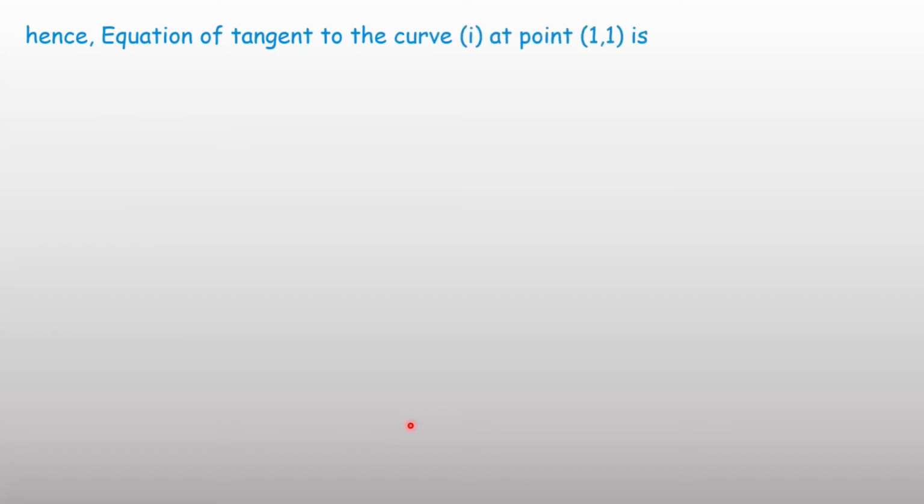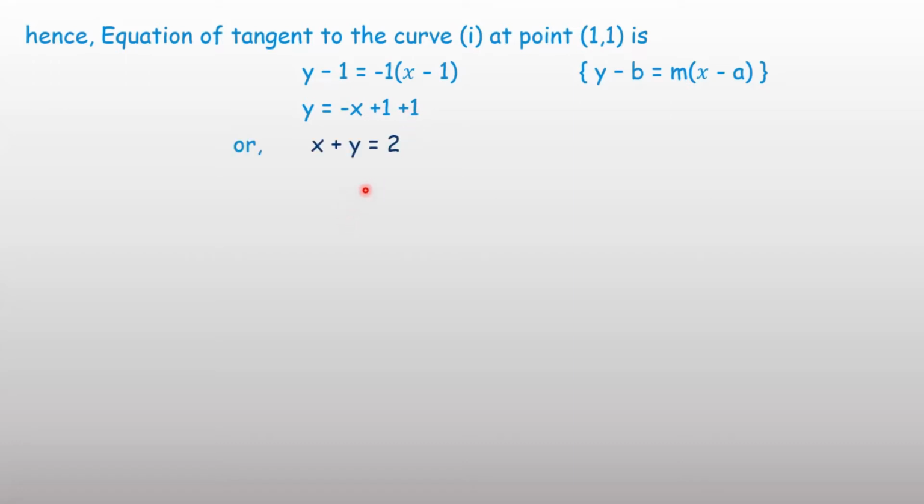Then the equation of tangent to the curve at point (1, 1) we can write using the formula y minus b equal to m(x minus a). The value of a and b: x coordinate means a, y coordinate means b, so a and b are 1, 1. The slope value m is given as minus 1. Therefore, y equal to minus x plus 1, and minus 1 transferred to the right side plus 1, or x plus y equal to 2. In this process, you are getting the equation of tangent at the given point.